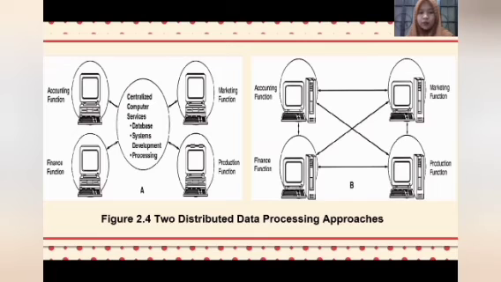Figure 2.4 presents two alternative DDP approaches. Alternative A is actually a variant of the centralized model. The difference is that terminals are distributed to end users for handling input and output. So this eliminates the need for the centralized data conversion groups, since the user now performs this task. Under this model, however, systems development, computer operations, and database administration remain centralized.